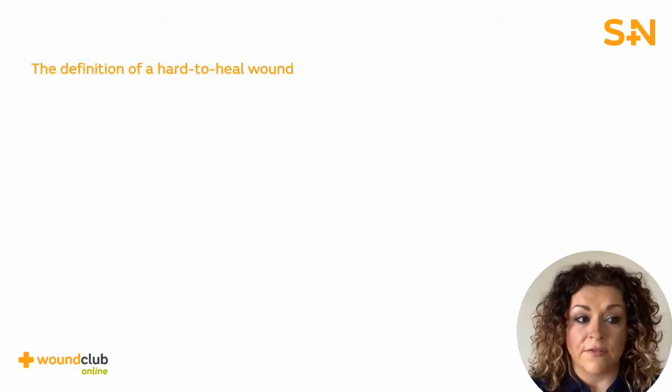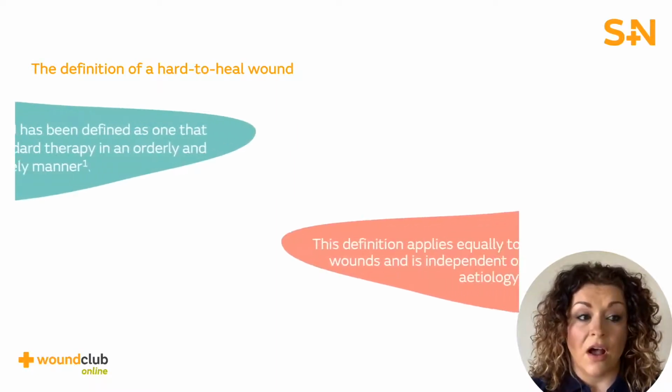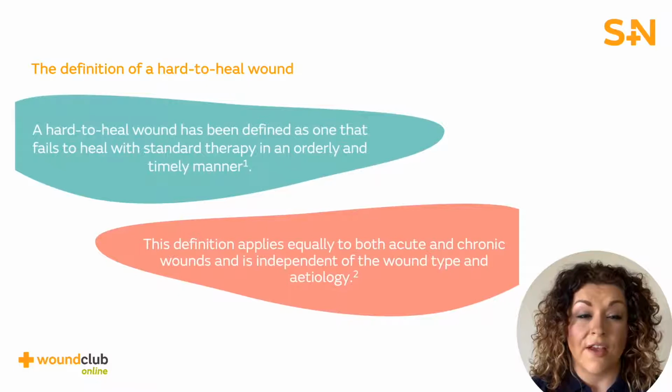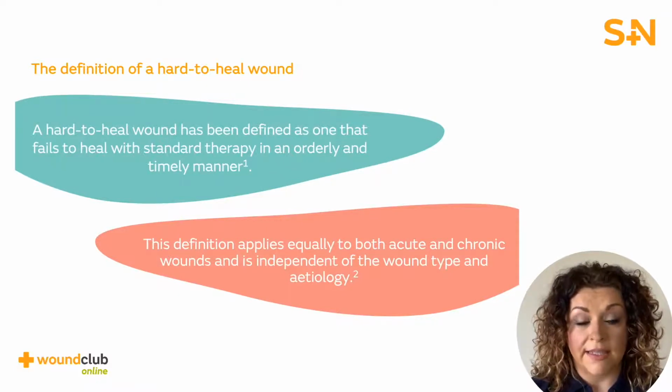There are a number of different descriptions of a wound that fails to heal, and the more common terms are stalled, chronic, static, non-healing, and challenging. By definition, a hard to heal wound is one that fails to heal in an orderly and timely manner, and so is comparable to other terms. For the purpose of this presentation, we will refer to these wounds as hard to heal.